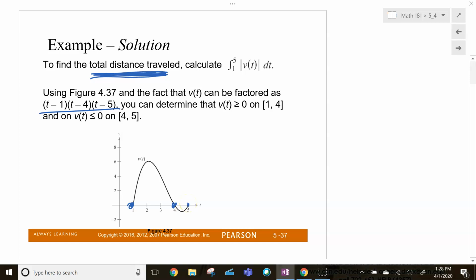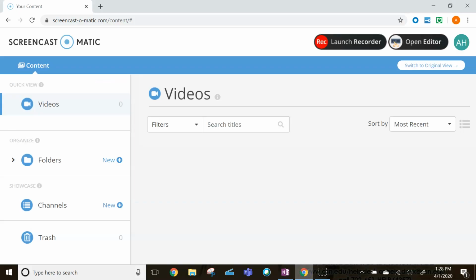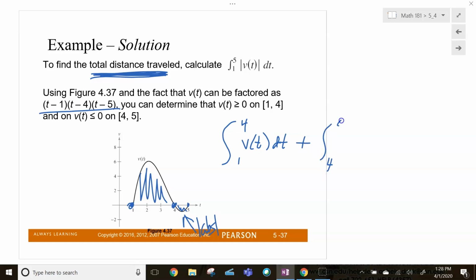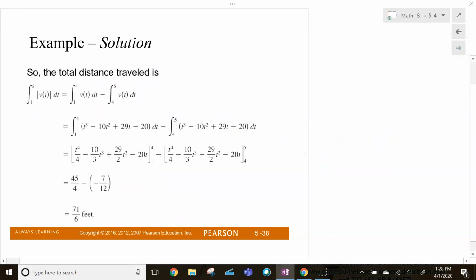And the total distance would be this area plus this area. Again, this will be negative, so you've got to run the absolute value there. So we're going to take the integral from 1 to 4 of the velocity, and then we're going to go from 4 to 5 of the velocity dt, but we're going to slap the absolute value on that. We just have to run through the calculus with that, and there's your calculus for it.